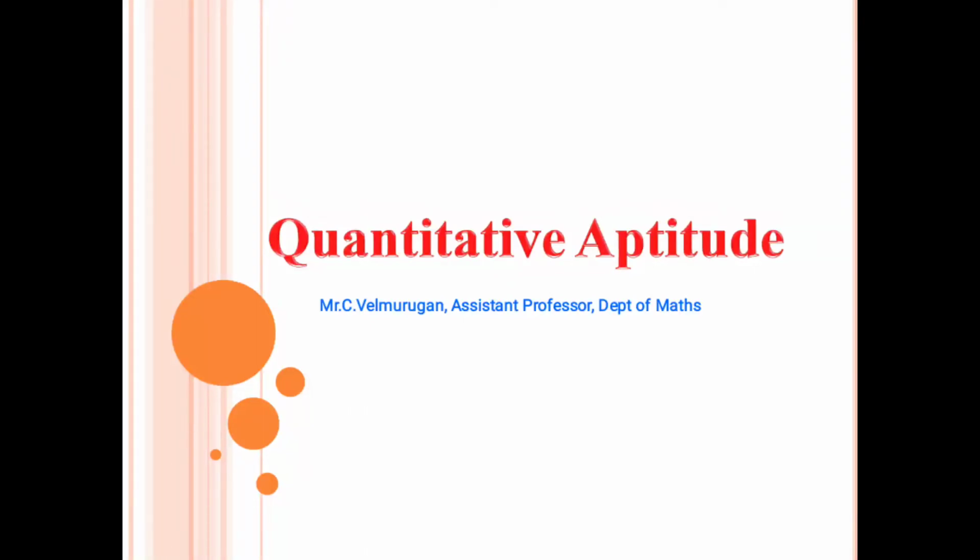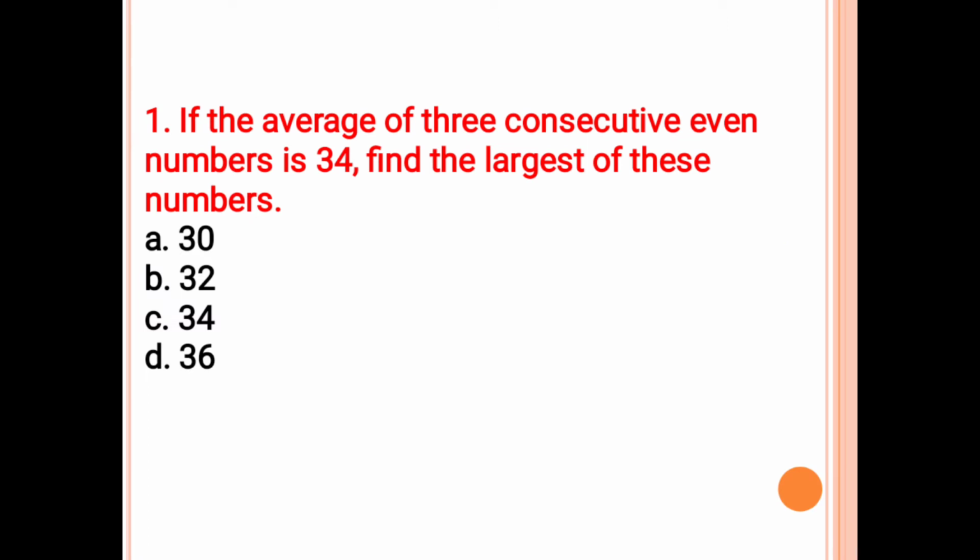Okay, today we are going to discuss a few problems based on quantitative aptitude. Now we are going to discuss the first problem. If the average of three consecutive even numbers is 34, find the largest of these numbers. What are the options given? A is 30, B is 32, C is 34, and D is 36. So what is the given condition?